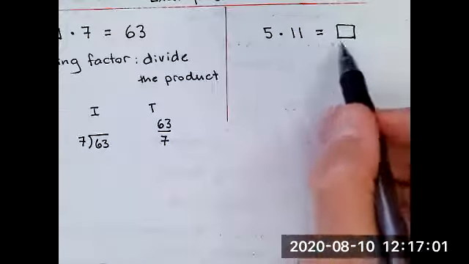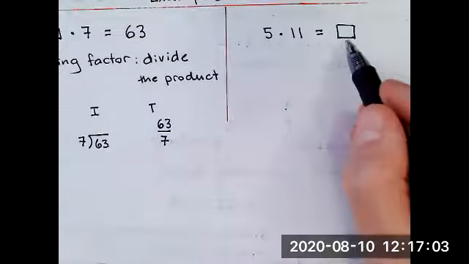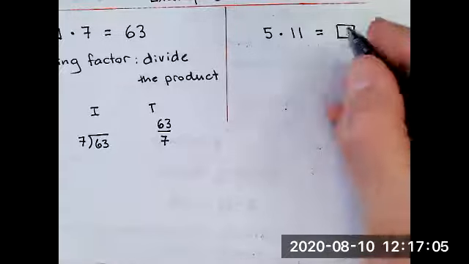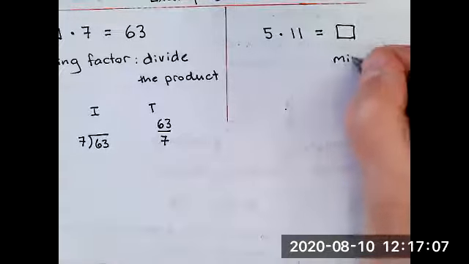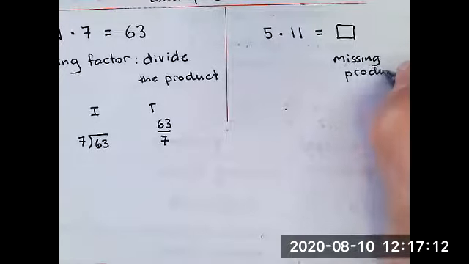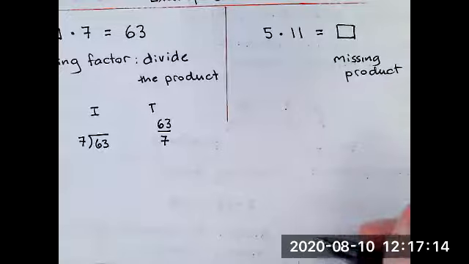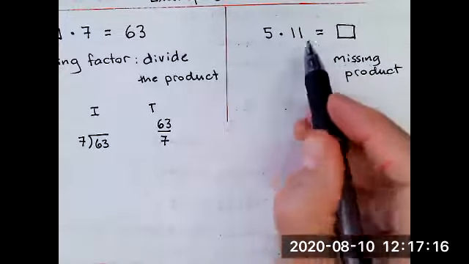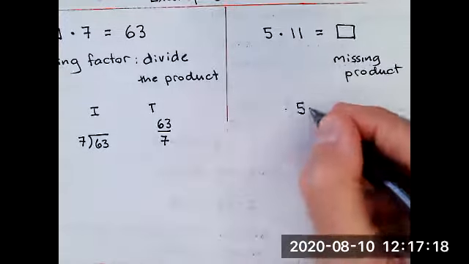All right, what's missing here? Well, the answer is missing, so that's a missing product. All we have to do is multiply. 5 times 11 is 55.